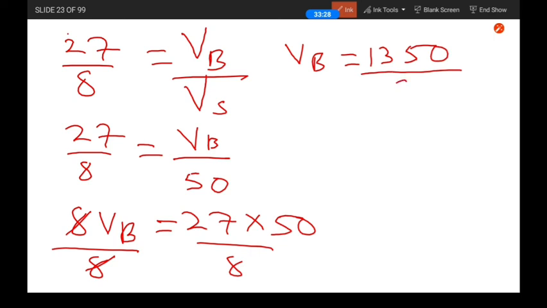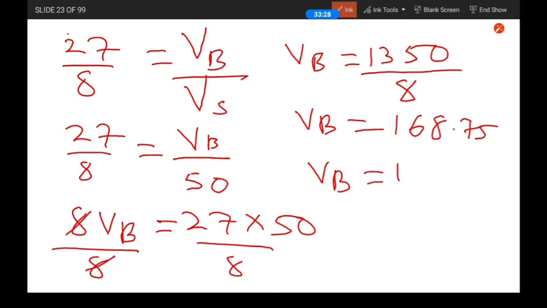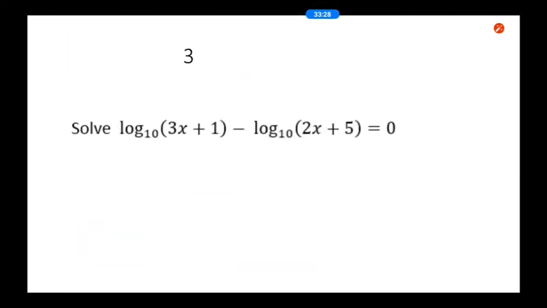I think that will give us 1350. Then if you divide by 8 now, that gives us what? If you divide by 8, you'll be getting 168.75. So this can be written as 168.8 centimeter cube. So that makes sense? Very good. Let's look at the next question.